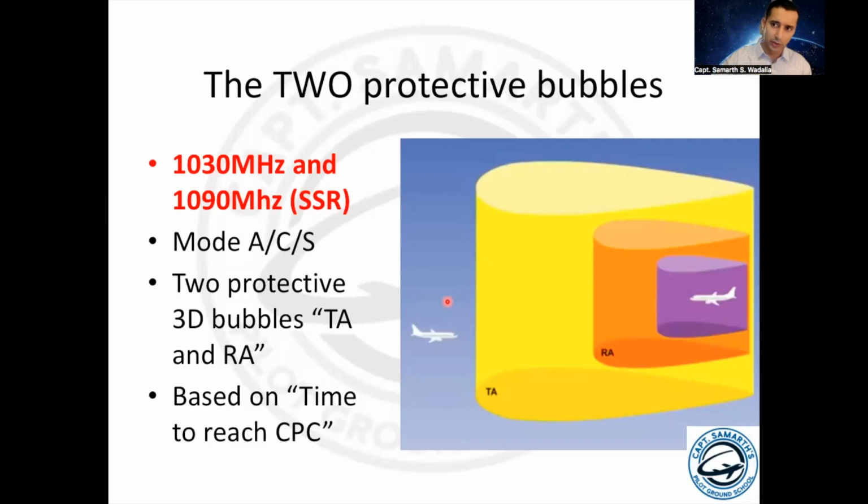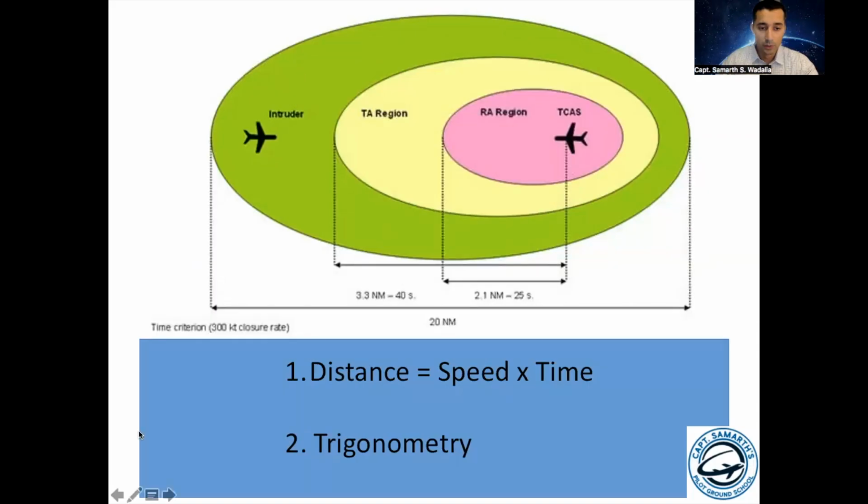The fourth point on this slide states your bubbles are based on time to reach CPC. What does that mean? Time to reach closest point of contact. To understand this, let's go to the next slide. So it's now time to talk about how your aircraft's TCAS determines where the traffic advisory bubble and the resolution advisory bubble for your aircraft will lie.